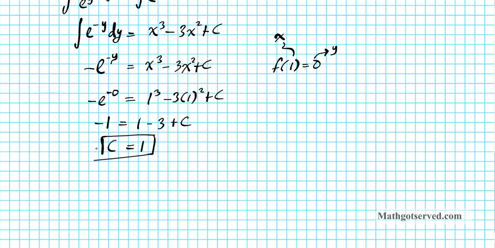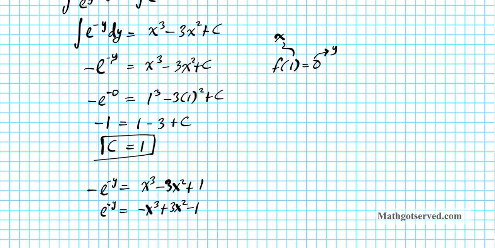We're going to plug it into this piece right here and get y by itself. So by doing that, we're going to have negative e to the negative y equals x to the third minus 3x squared plus 1. Okay? Now, if we want to get y by itself, we can multiply everything by negative 1. So we have e to the negative y equals negative x to the third plus 3x squared minus 1.